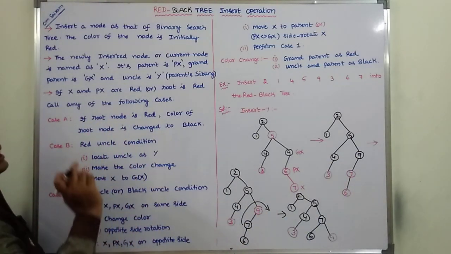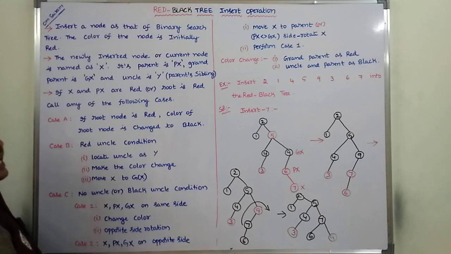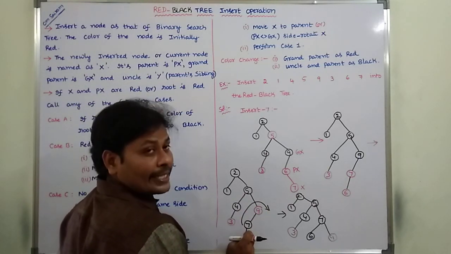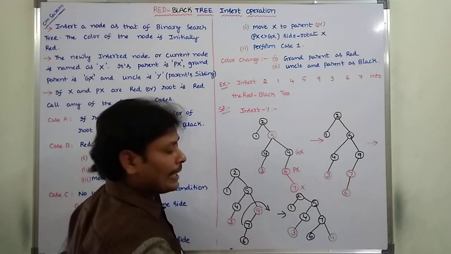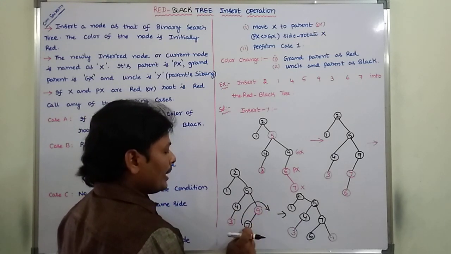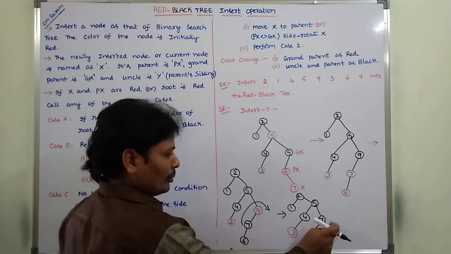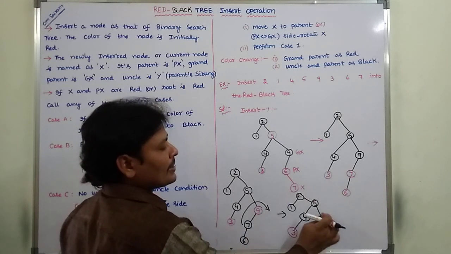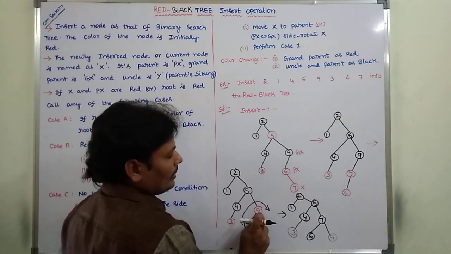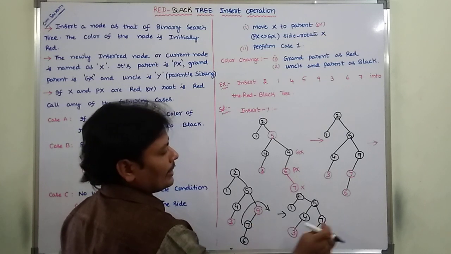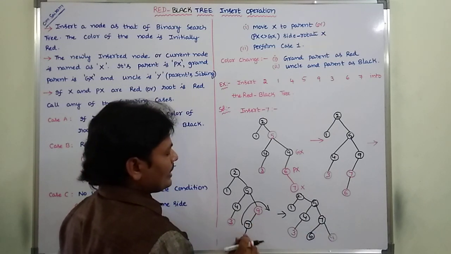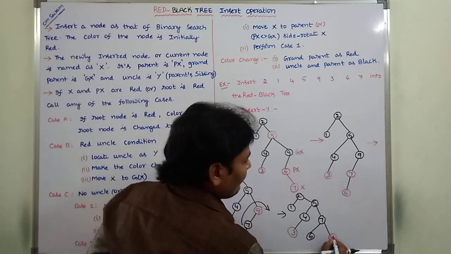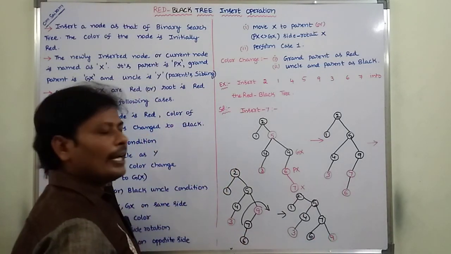After performing the color change, then opposite side rotation. Okay, here left is there, so we are going to perform right rotation. Whenever we are performing right rotation, the middle node becomes the root node, and 9 is right hand side of 7 and 6 is left hand side of 7. So then finally we are getting this tree.